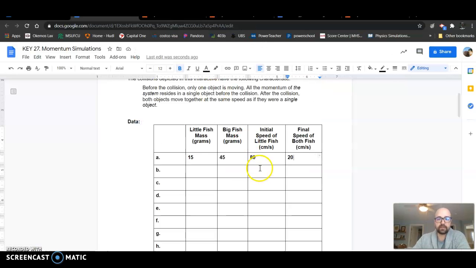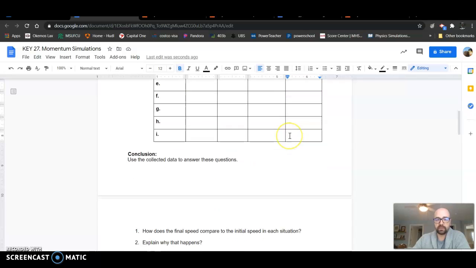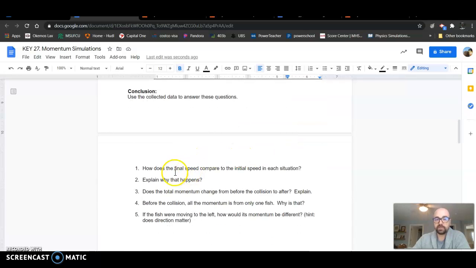So when we go back here and look at this, you guys filled out all the data, but in terms of the questions here: how does the final speed compare to the initial speed? The final speed is always lower in this situation, and that's because there's more mass that's moving. So this is because the total mass that's moving is greater.